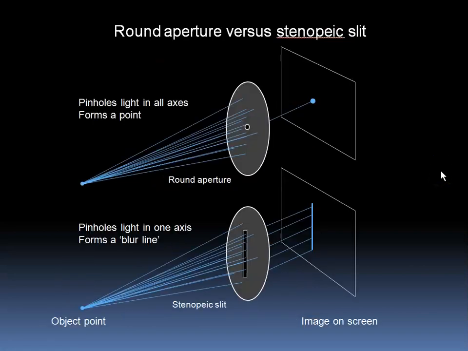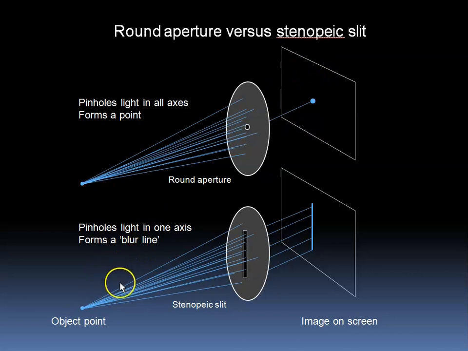Here we see the effect of an aperture on light. If we take divergent light and use a very small pinhole, it is possible to form an image point, or approximate an image point. However, the overall image would be very low intensity.